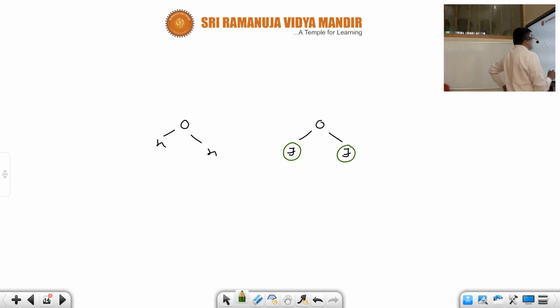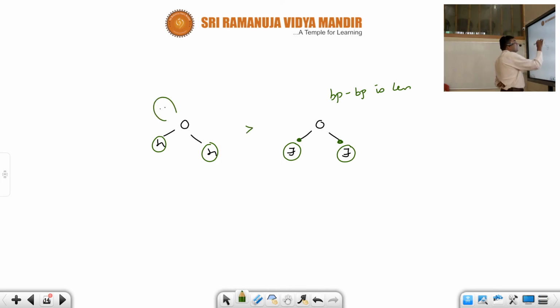When the surrounding atom is more electronegative, what happens? Here is hydrogen and oxygen; in both cases oxygen is the same. Here the electron density of fluorine is concentrating near the fluorine. So bond pair repulsion will be less. So naturally water is having more bond angle than this.